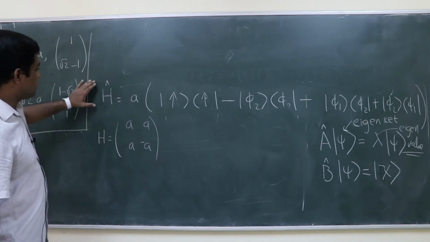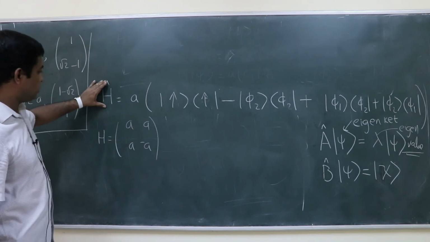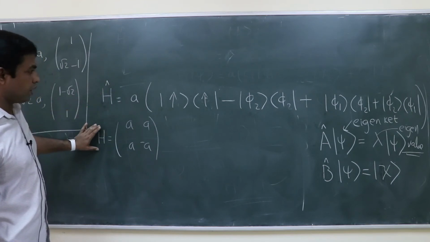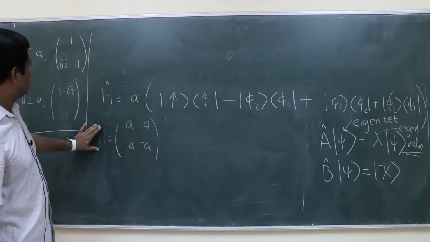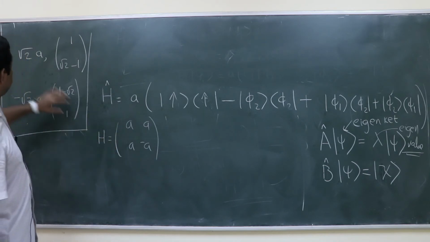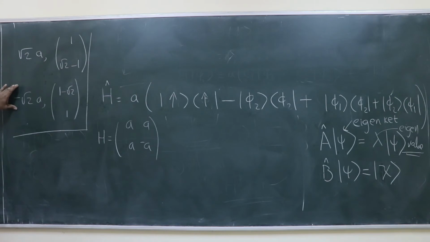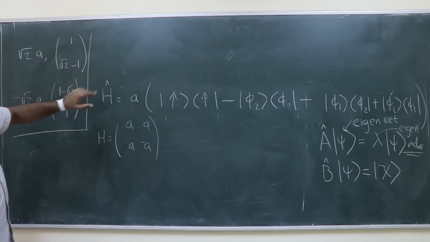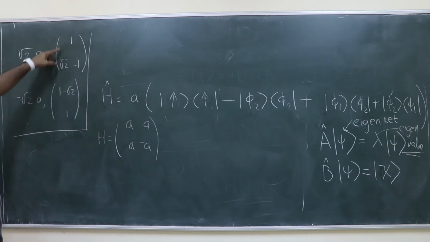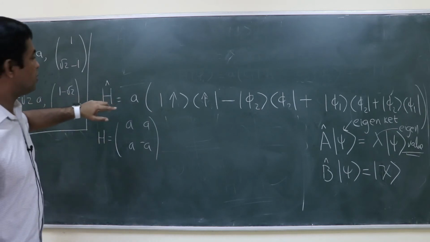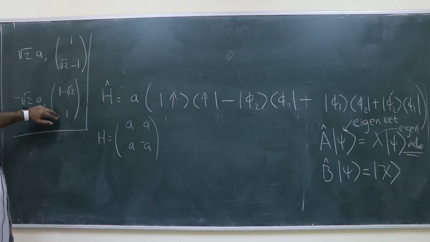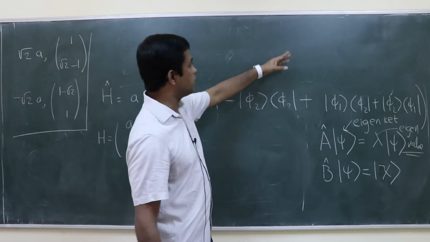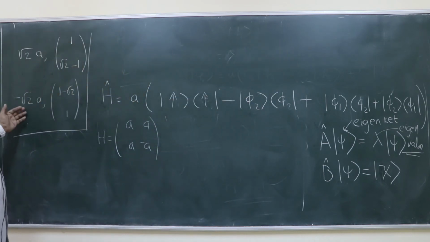So we have this operator H, and we have written down the corresponding matrix representation. Then we have solved for the eigenvalues and we got root 2a and minus root 2a. Then we solved the eigenvalue equation and found these two eigenvectors. One of the questions was whether I can, because earlier I chose x is equal to 1 for root 2a and y is equal to 1 for minus root 2a.